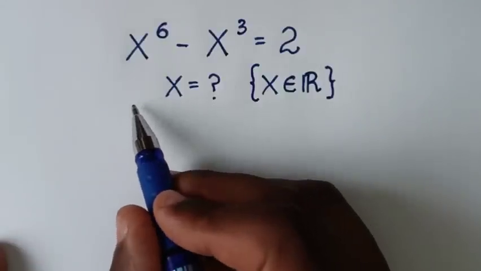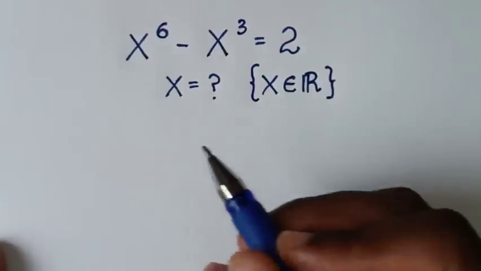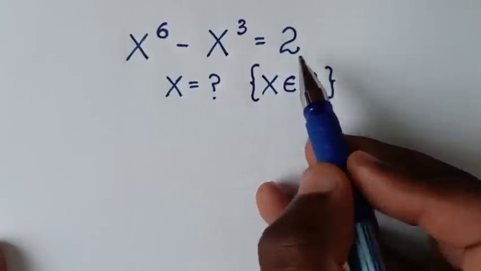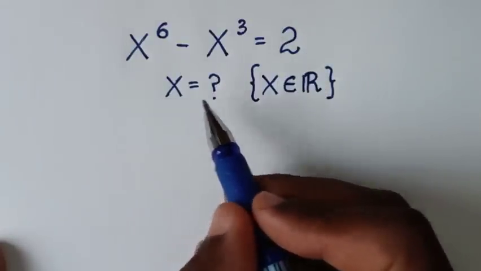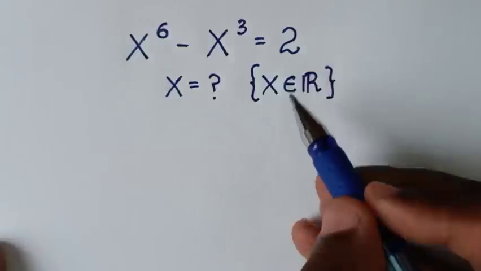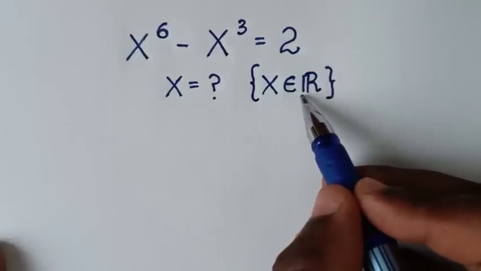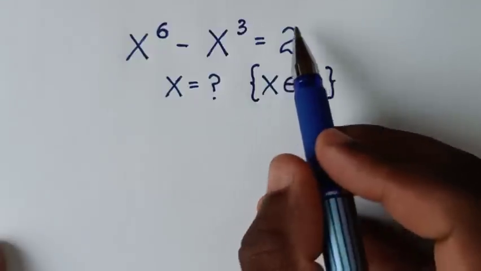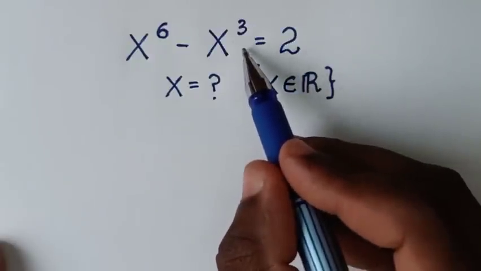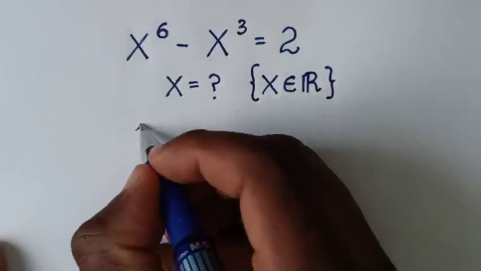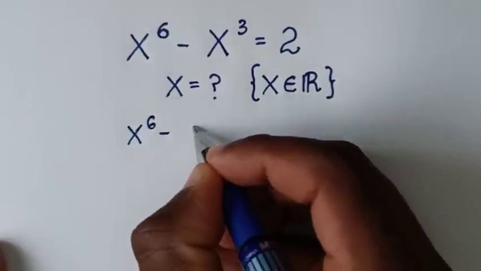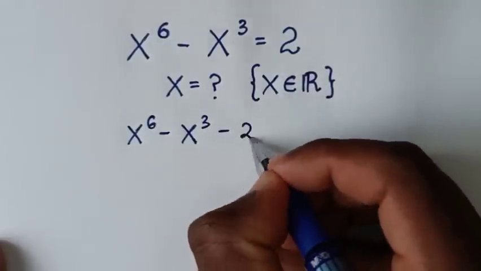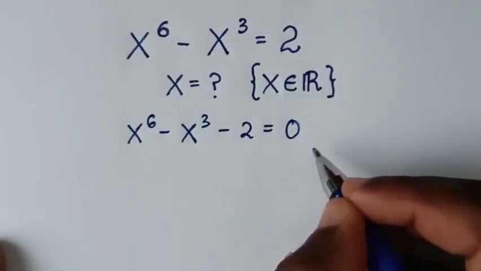Hello, you are welcome to solve this math problem, which is x^6 minus x^3 is equal to 2. To find the values of x from this equation, where x is an element of the real numbers. Now, solution. In the first step, we'll take this 2 to the left side. So it will be x^6 minus x^3 minus 2 is equal to 0.